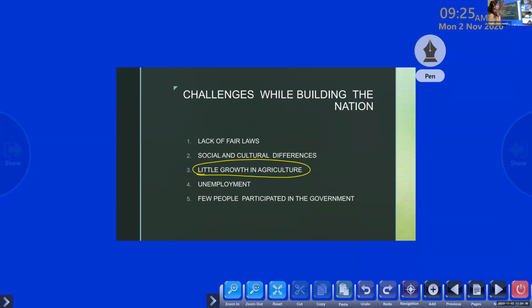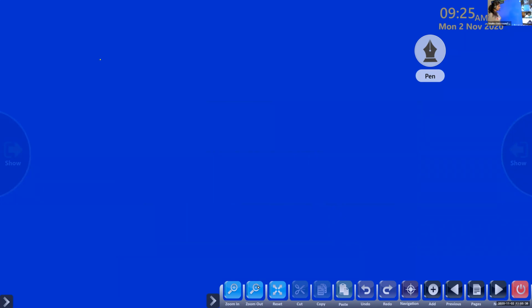So children, let me explain about it. Listen to me. During the time of independence, the majority of Indians lived in the villages. So what was their main occupation? Farming. Yes, very good, Shankar. Most of the people in India at the time of independence had agriculture as their main occupation. They lived in villages and did agriculture.